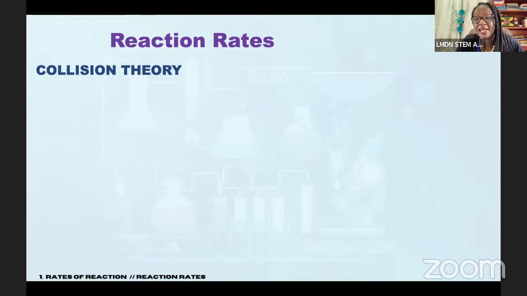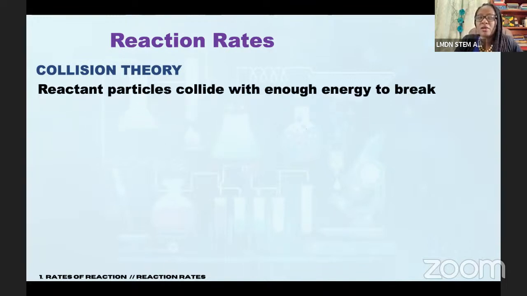So when we speak about our rate of reaction, we have to first make sure that the particles can actually even move to begin with and collide with the other reactants to then form a product eventually, right? So the collision theory states that the reactant particles have to collide with enough energy to break the bonds that are in them, right?